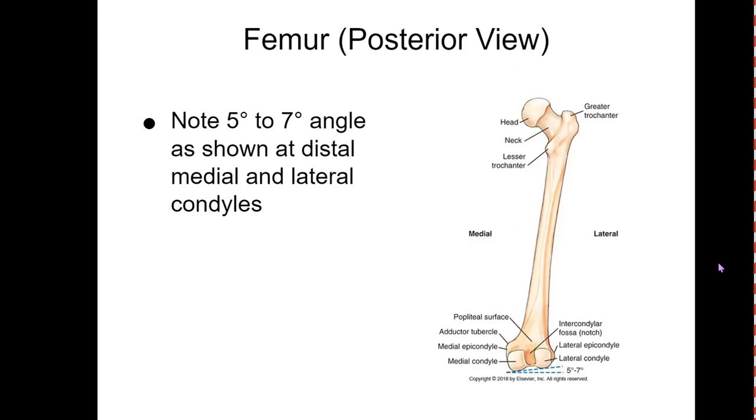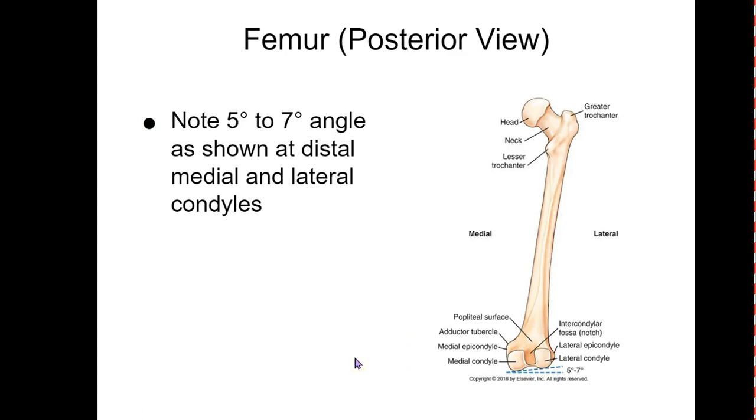Okay, the posterior view of the distal femur best demonstrates two large rounded condyles that are separated by the deep intercondylar fossa or notch, above which is the popliteal surface. So let's say that again. On the posterior aspect of the distal femur, you can see these rounded condyles. And in the middle of the condyle is the intercondylar fossa or notch. And above that fossa is the popliteal surface of the distal femur.